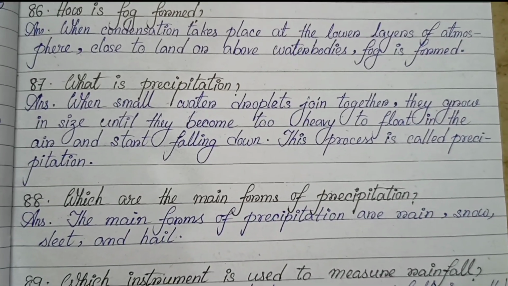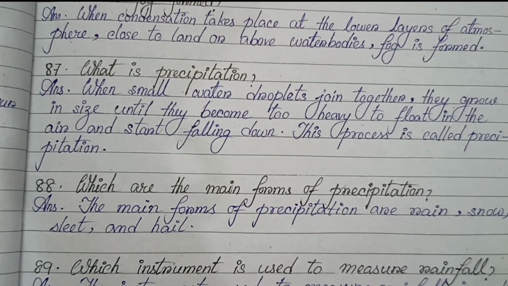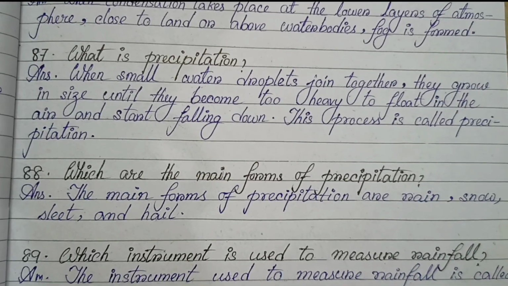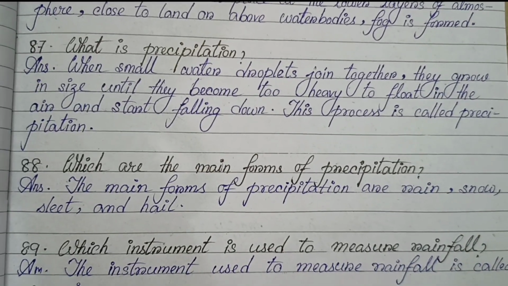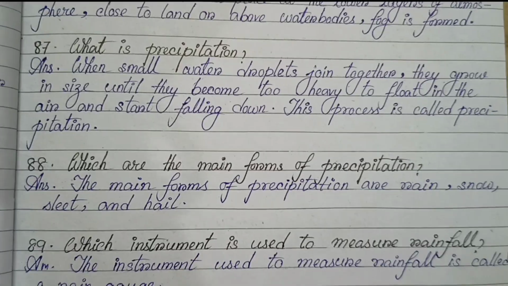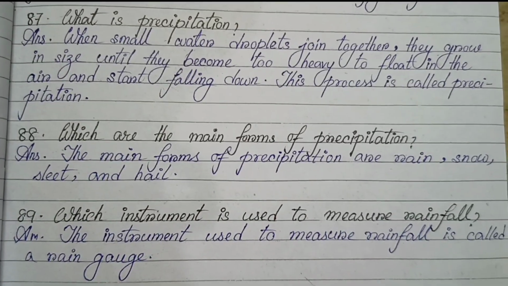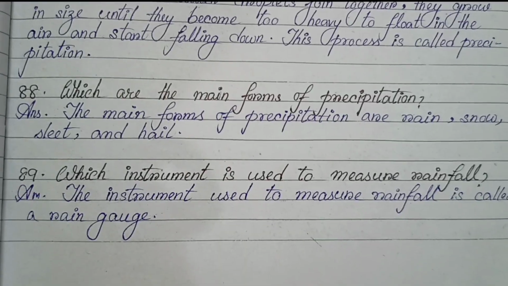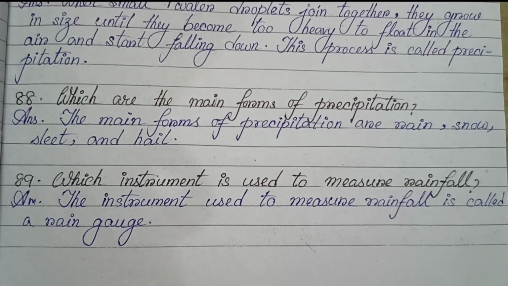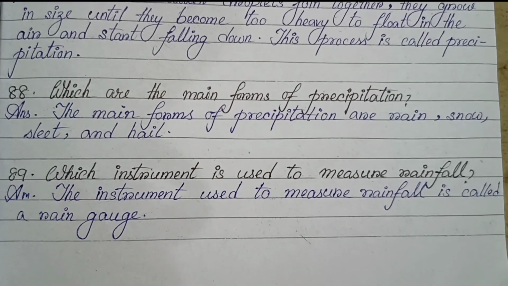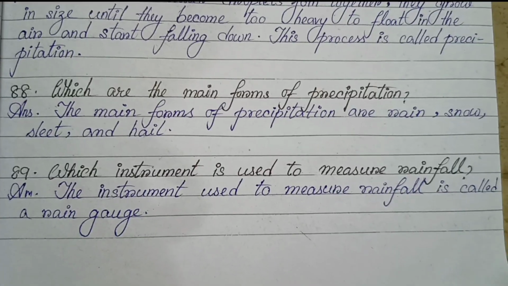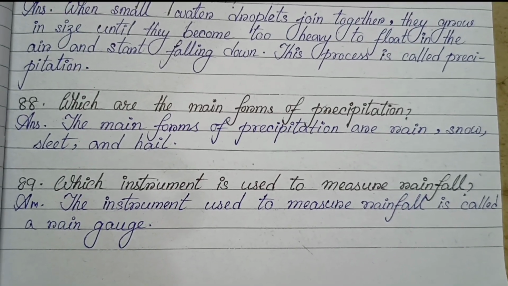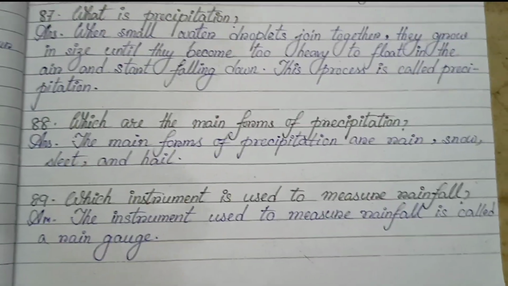87. What is precipitation? When small water droplets join together, they grow in size until they become too heavy to float in the air and start falling down. This process is called precipitation. 88. Which are the main forms of precipitation? The main forms of precipitation are rain, snow, sleet and hail. 89. Which instrument is used to measure rainfall? The instrument used to measure rainfall is called a rain gauge.